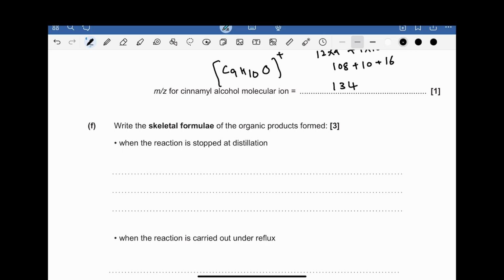Write the skeletal formula of the organic product formed when the reaction is stopped at distillation. So distillation will produce aldehyde. So our structure will look like, phenyl ring as it is, 2 carbons, and then we will have this. So it is aldehyde produced.